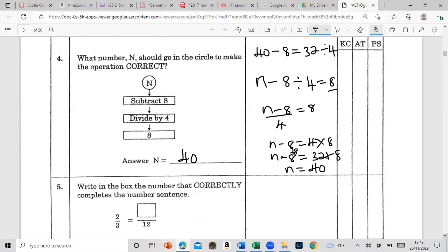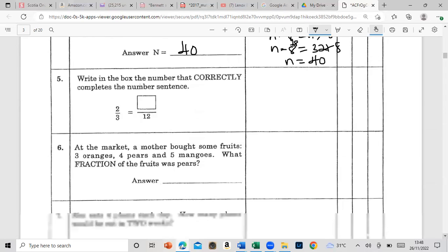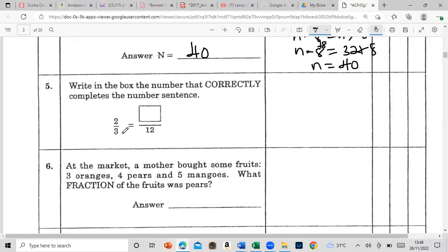All right, let's move on to 5. It says write the box number to correctly complete the sentence. Again, this is equivalent fractions. I think on the last paper, we did do an equivalent fraction. So 2 multiplied by what gives you 12, and that is 4. So we do the same right here. So this multiplied by 4, and that is 8. So 2 over 3 is the same as 8 over 12, and that is equivalent fractions.